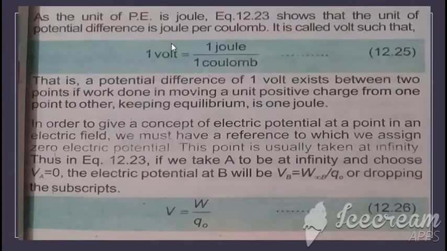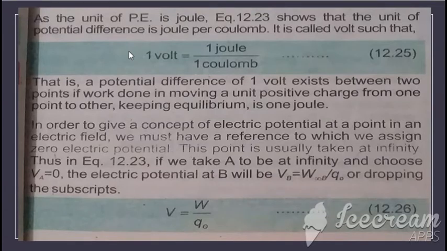Now coming to the unit of potential difference. We know that the unit of potential energy is joule, which is the unit of work done, and coulomb is the unit of charge. So the unit of potential difference is joule per coulomb, and the unit of potential difference is given as volt. How can the unit 1 volt, which is equal to 1 joule per coulomb, be described in words?